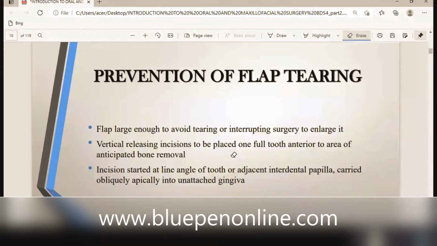Now, vertical releasing incisions can also be placed. What is a vertical releasing incision? You give an incision downwards. When you give an incision downwards, you can actually open it in a triangular way. I will show you. There are pictures in the next slides.